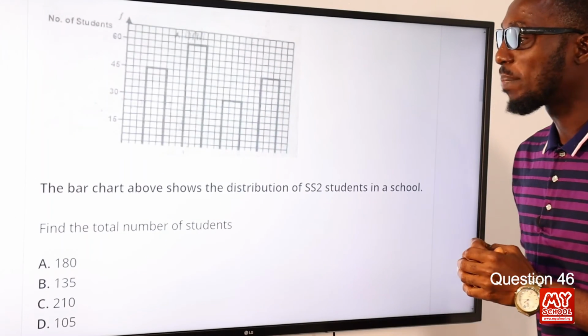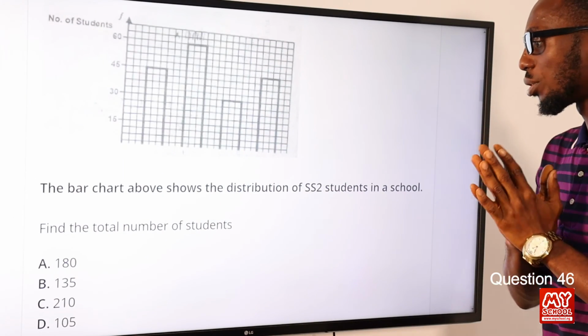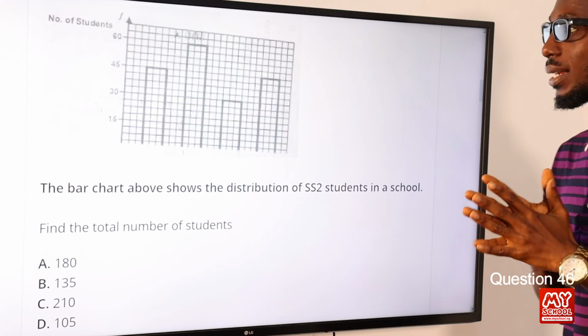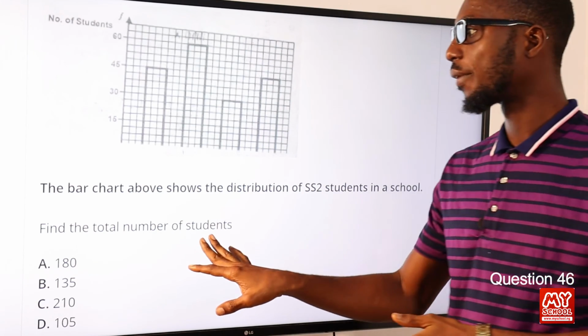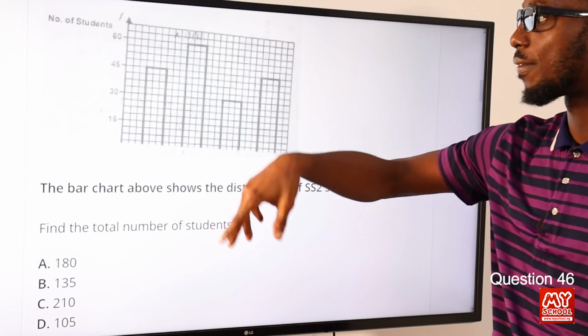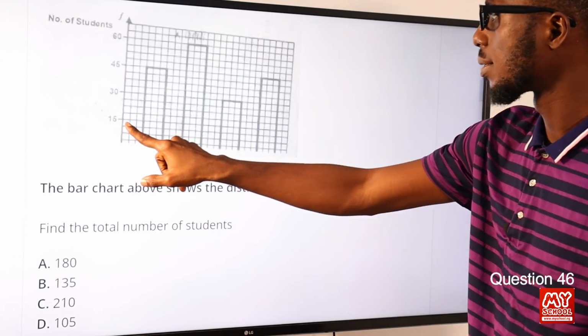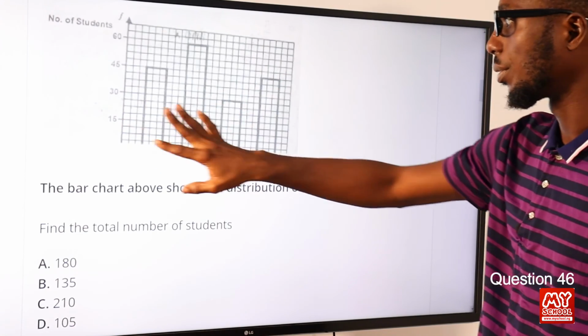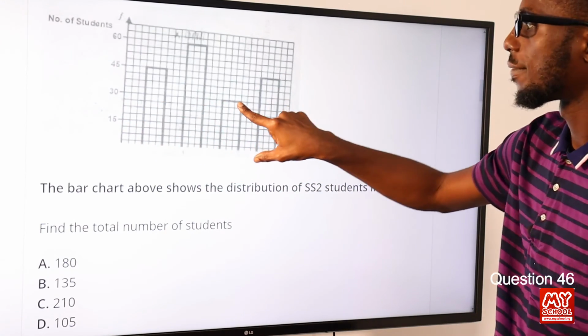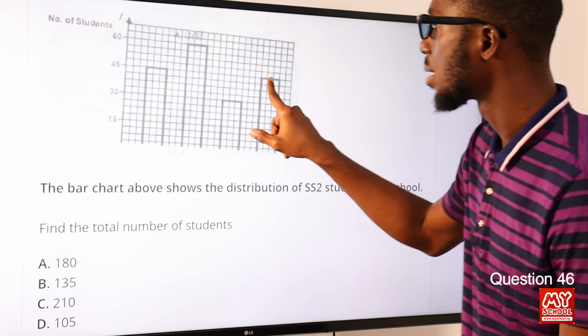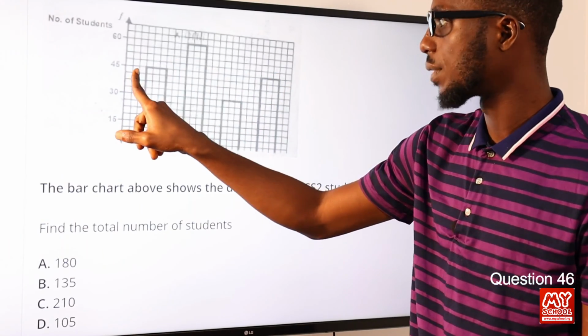Question 46. The bar chart above shows the distribution of SS2 students in a school. Find the total number of students. So these are the numbers of students that we have. So let's see how many students. We have 15, then 30 for this. What about this? We have it on 45, we have it on 45.